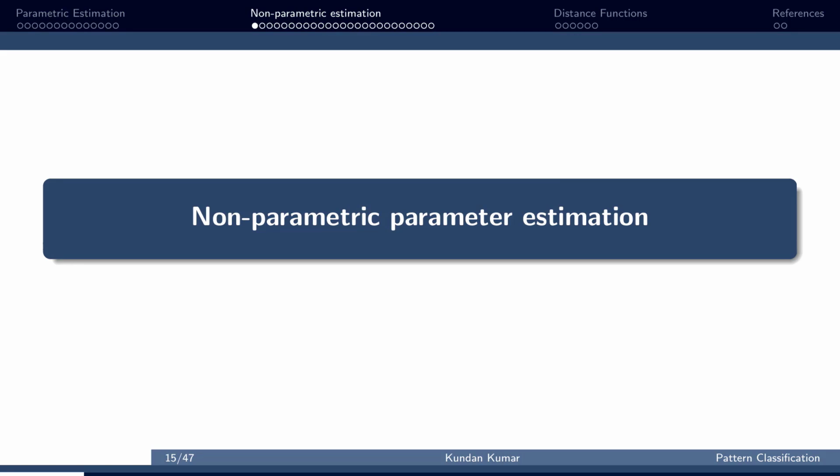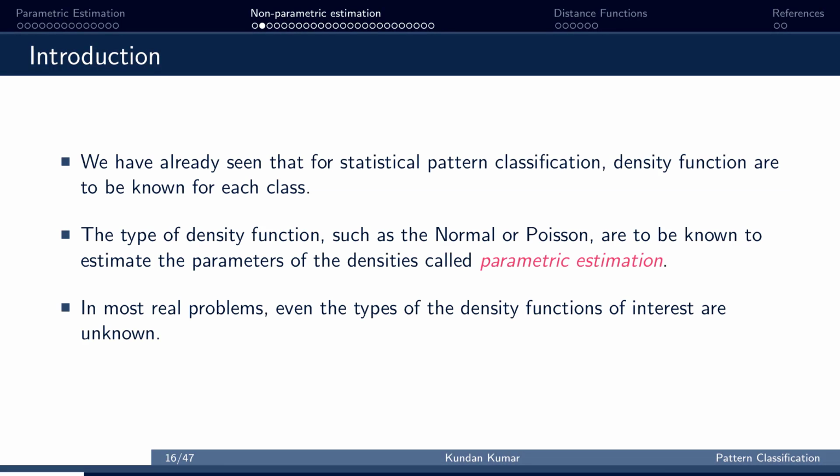Now let us discuss the non-parametric parameter estimation technique. So we have already seen that for statistical pattern classification, density functions are to be known for each class, as we have seen in the parametric estimation technique. There we have some information about the density function.